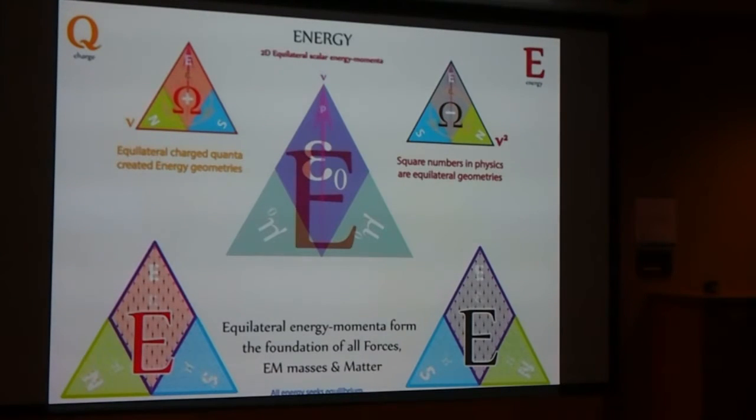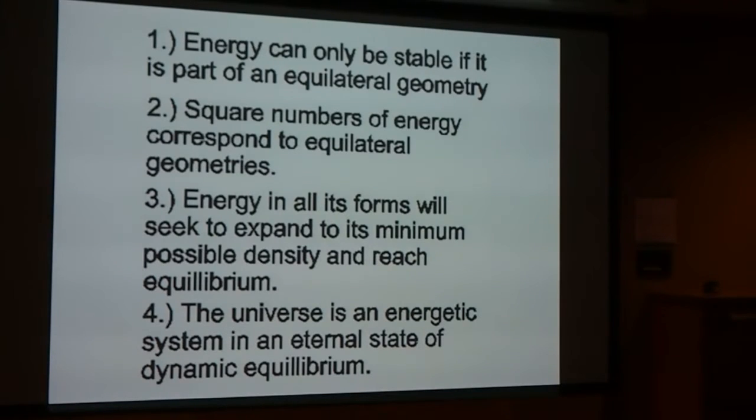We have 4 additional core assumptions about energy. The first is that energy will only be stable if it joins in as part of an equilateral geometry. Square numbers of energy correspond to these equilateral geometries. Energy in all its forms will seek to expand to its minimum possible density and reach equilibrium. And the last one is that the universe is an energetic system in an eternal state of dynamic equilibrium.